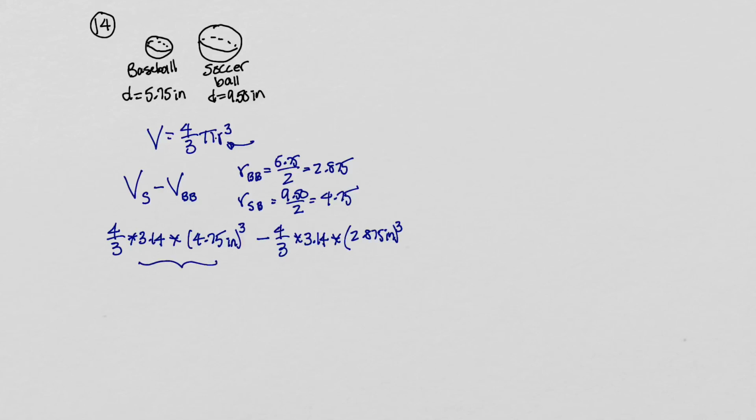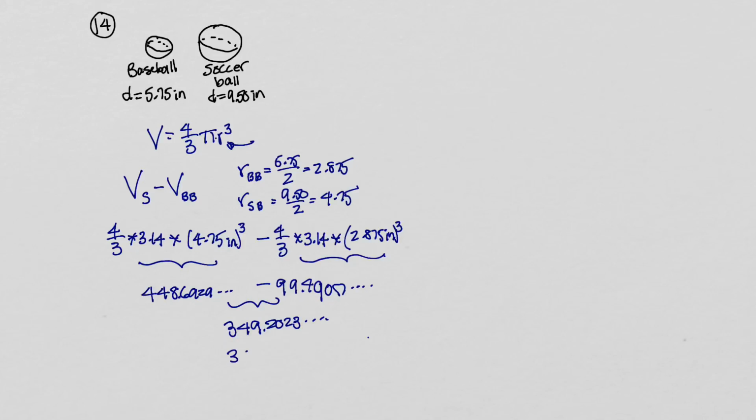For the soccer ball, I'm getting this, 448.6929 minus, and now for the baseball, I got 99.49057, and when I make that subtraction, I got 349.2023, but we're asked just to round off to the nearest integer. Now the nearest integer is right here. To the right is a 2, so we'll just drop that and we'll write 349. So the difference in the volume is 349 cubic inches.